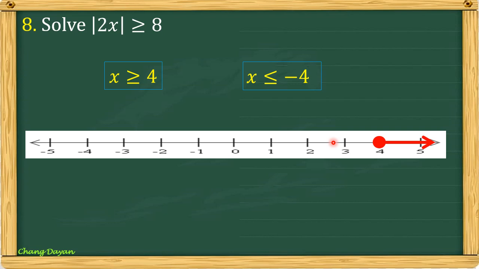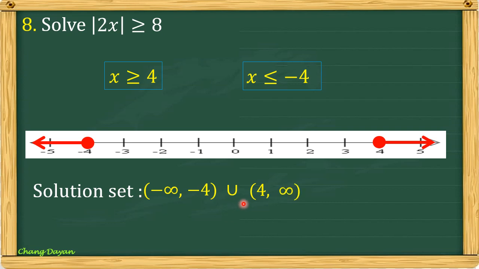And we have x less than or equal to negative 4. So, this is the inverse. Less than or equal to, inversion ng greater than or equal to. Negative 4, inverse ng positive 4. Plot the point, negative 4, less than or equal to negative 4. So, the arrow will be going to the left. Solution set is negative infinity and negative 4, and 4 and positive infinity.